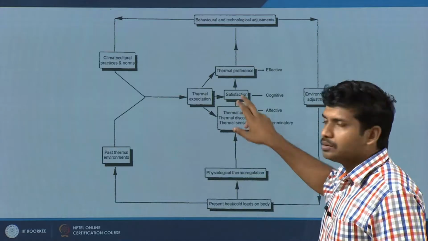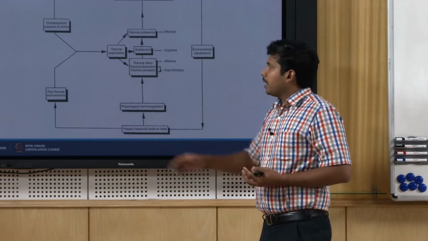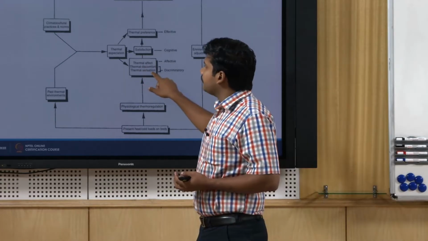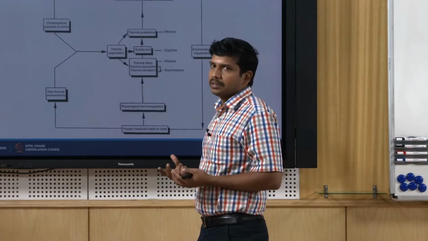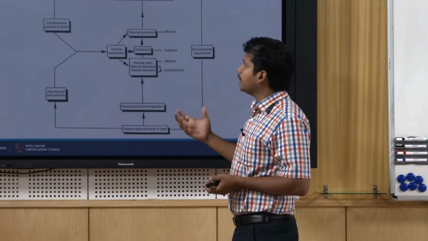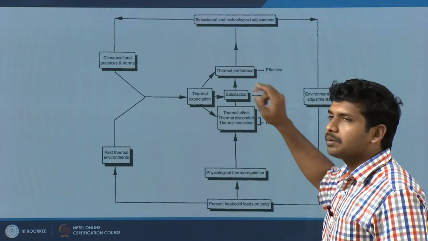This together leads to something called satisfaction. I may be comfortable but I may not be satisfied. There is a small difference between having a sense of comfort, having a perception of comfort, and expressing a thermal satisfaction. We will look at it a little more in detail for better clarity. Then this also affects the thermal preference.